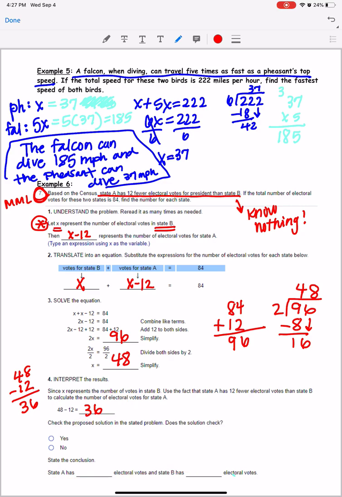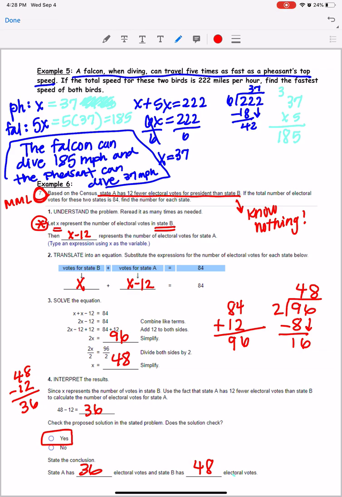It's going to ask, did you check? Well, yes, it's good to check, but My Math Lab is going to tell you before then if it's right or wrong. So just say yes. If you want to be truthful, check it in, but just say yes. And then state the conclusion. It says state A has blank votes and state B has blank votes. So state A, we showed to be X minus 12. And we've already done the math for it. So state A is 36. State B, B is X. And we found X right here to be 48. So 48 here.